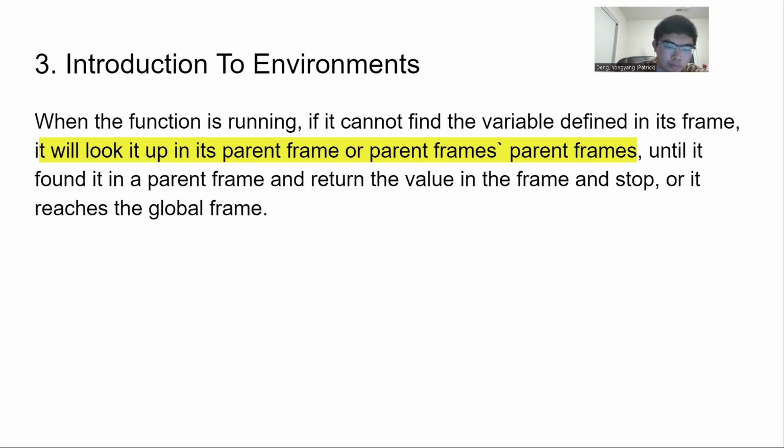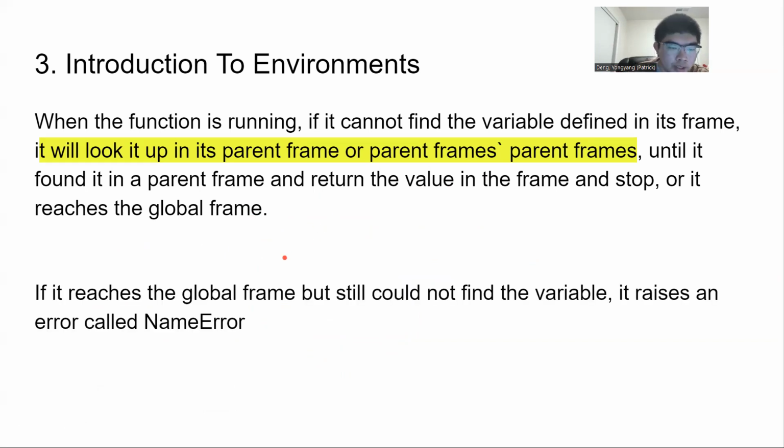And the global frame is the very bottom frame, which means that the global frame does not have a parent frame. So let's think about this relationship. The global frame is the father and grandfather of all frames. This is why I say if it reaches the global frame but still could not find the variable, it raises an error called NameError.